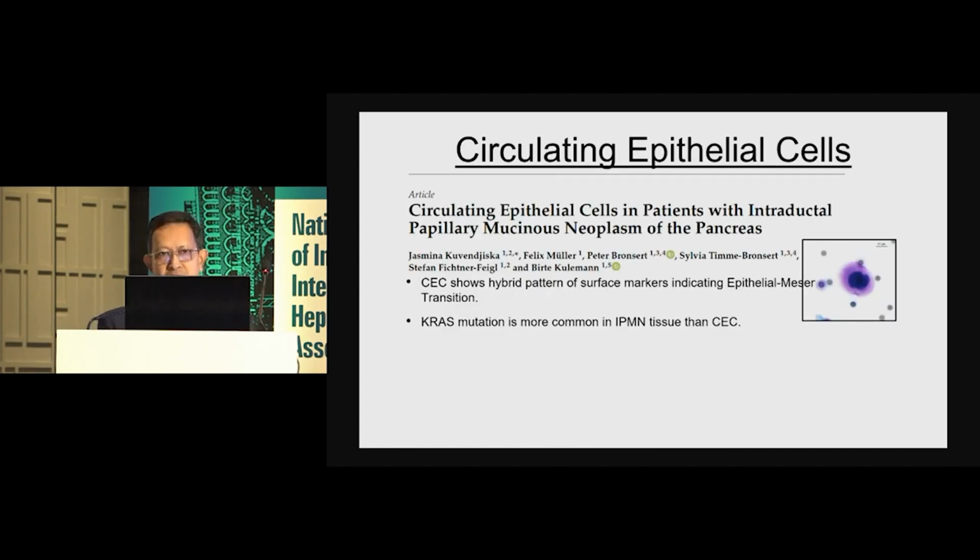Circulating epithelial cells. This is a paper which was published by the Germans 2 to 3 years back, where we can see that around 35% of the patients show circulating cells, and that can be picked up. However, this does not have any correlation with the variety of the cyst that is present.